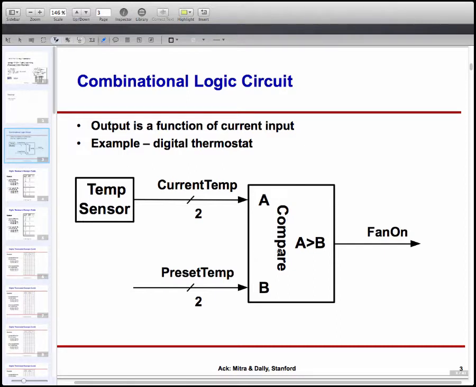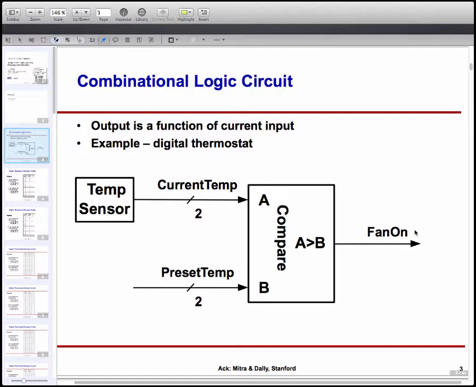So we have the preset temperature. And then I want to make a circuit, a system, which is going to compare the 2 values, and then it's going to output a signal, 1 or 0. 1 if A is greater than B, 0 if A is less than or equal to B. If the current temperature is greater than the preset temperature, then the output is 1, and we feed that to a fan to turn it on. So as the preset temperature is hopefully fixed once the user sets it, the current temperature is changing. As it changes, the fan will come on or off depending upon whether the current temperature is higher or lower than the preset temperature.